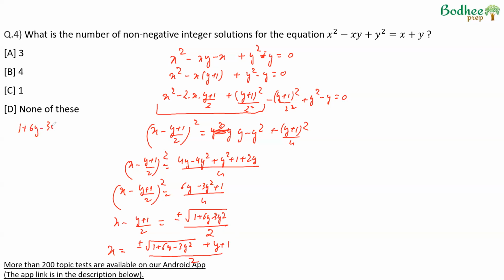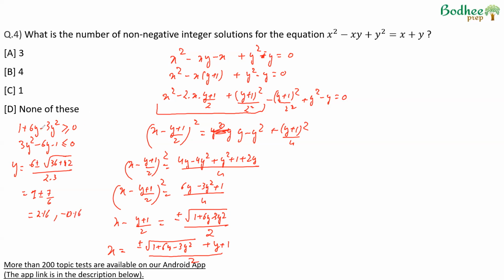1 plus 6y minus 3y square should be greater than equal to 0, which means 3y square minus 6y minus 1 should be less than equal to 0, which means the critical points will be 6 plus minus root of b square minus 4ac, 12 upon 2 into 3, which is 1 plus minus, this becomes 36 plus 12, approximately 7 upon 6. So this will be 2.16 and minus 0.16.